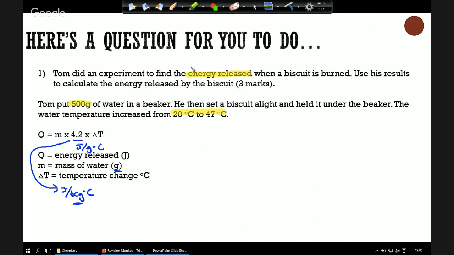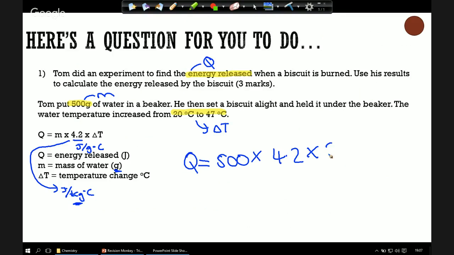So we've been told to work out Q, the energy released. We've been given a mass, and we've been given a temperature change. That delta just means change. So we simply need to just put that into our equation. Q equals m for mass, which is 500, multiplied by 4.2, multiplied by 27, which would give you 56,700 joules of energy released. Okay, so very well done if you've got that one correct.